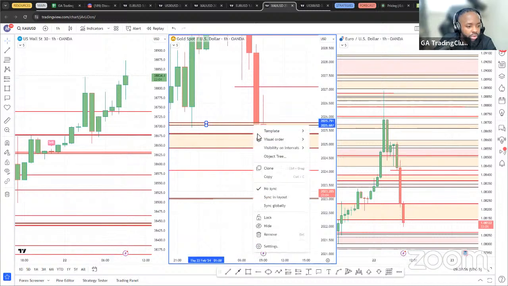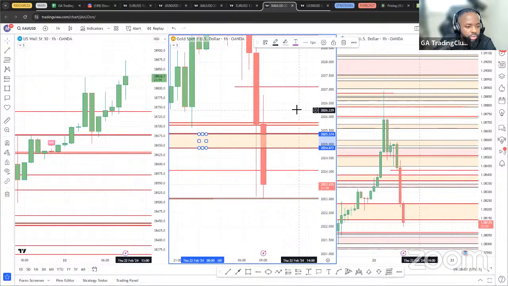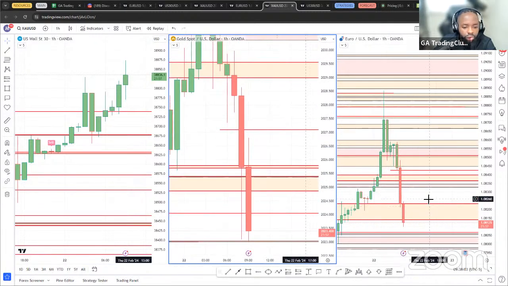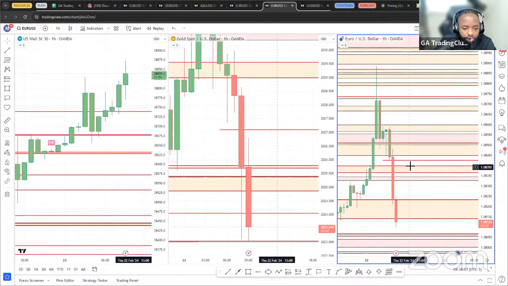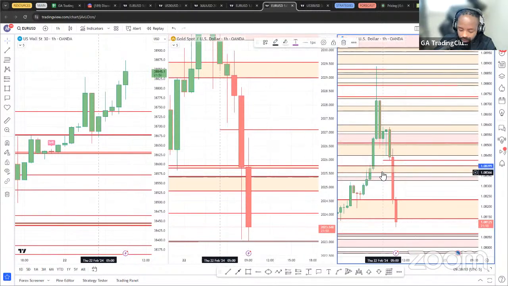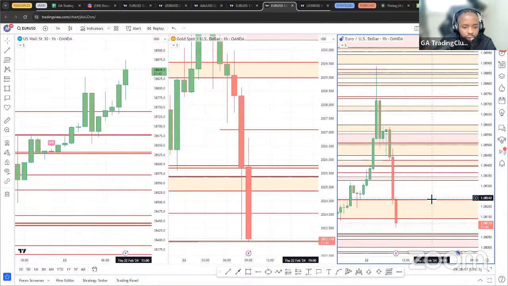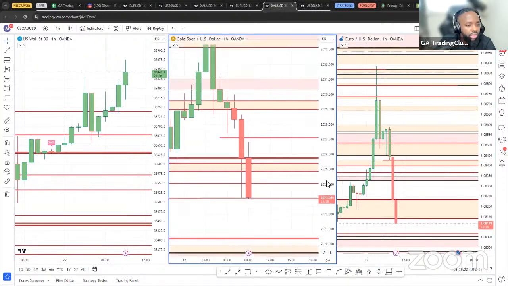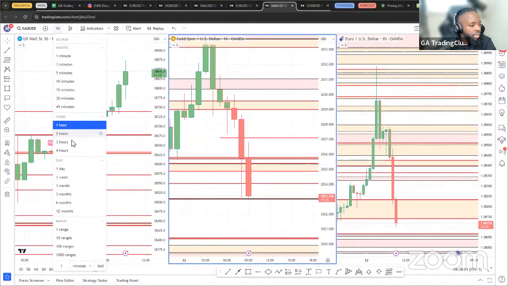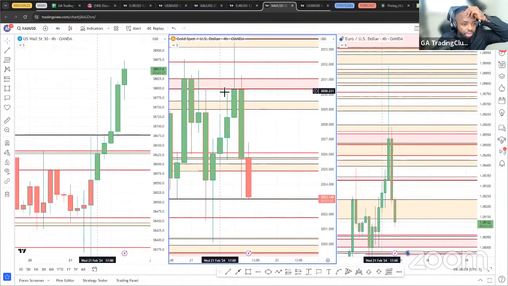For gold and US 30. For EU, no hourly setups. There is not a break and continuation. Go ahead and redo this zone here. Yeah, no hourly entry as well for gold and EU based off of where price is. On the 4-hour time frame, I think I checked this morning. There were no 4-hour entries for these instruments.